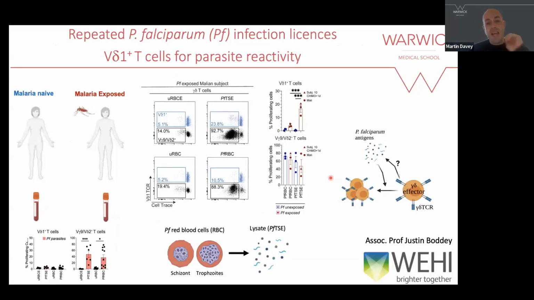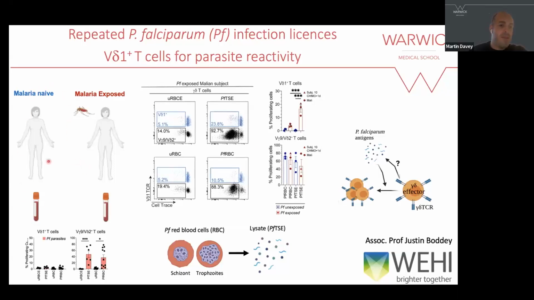So in a final flurry of experiments that we did towards the end of this study, we were trying to piece together, you know, what these cells are doing. So we're suggesting that malaria infection, particularly repetitive malaria, is driving an effector phenotype. It's driving selection within the gamma delta repertoire. But does this translate into those cells now being malaria reactive? And so to do this, we set up some in vitro experiments.